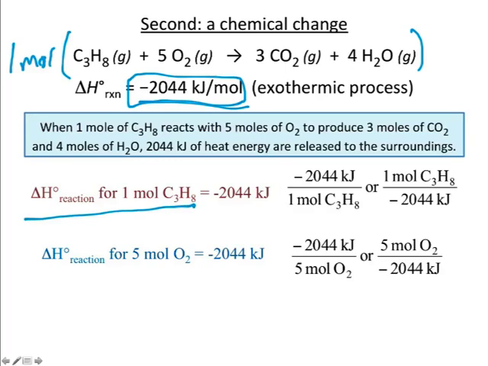So, looking at this, we can make some ratios. If we look at the delta H reaction for 1 mole of propane, here's this amount of enthalpy change, so this amount of heat released at constant pressure. We can say, all right, for every mole we have this much, or the inverse of that. And then if we look at the oxygen, 5 moles of oxygen releases the same amount of heat at constant pressure. So we can say, this number of kilojoules of heat released over 5 moles of oxygen, or the inverse of that, and so on and so forth.